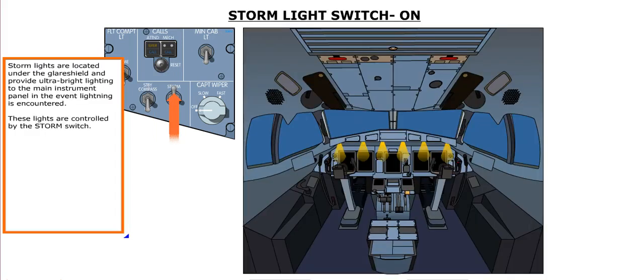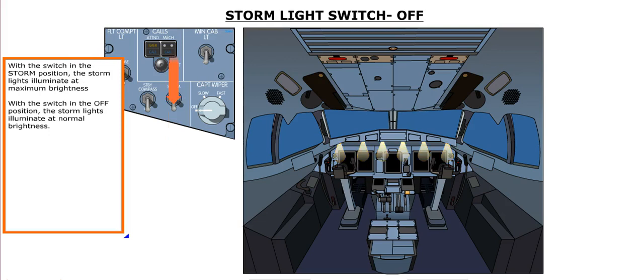Storm lights are located under the glare shield and provide ultra-bright lighting to the main instrument panel in the event lightning is encountered. These lights are controlled by the storm switch. With the switch in the storm position, the storm lights illuminate at maximum brightness. With the switch in the off position, the storm lights illuminate at normal brightness.